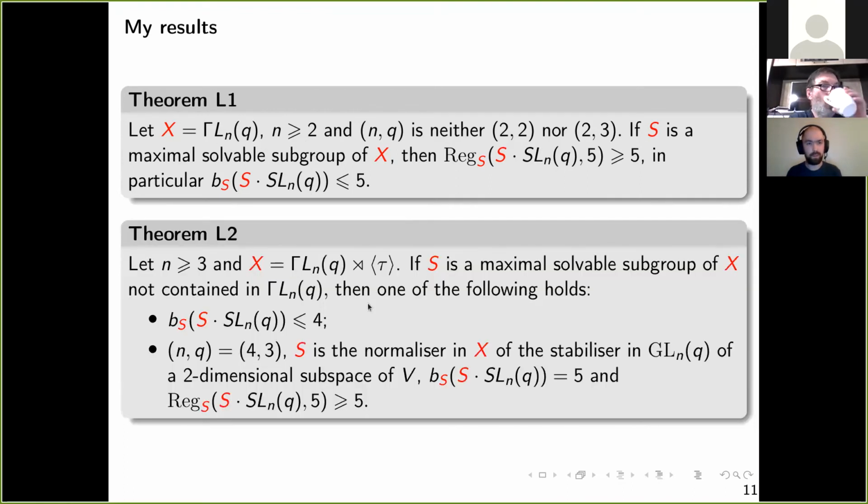So that's not the full automorphism group. So, second theorem: if n is at least 3 and X is ΓL_n(q) extended by the inverse transpose map, and S is a maximal solvable subgroup not contained in ΓL, because if it's contained we just use theorem one, then the results are actually nicer. I managed to prove that here the base size is not greater than 4, unless this really specific case holds. Here it's 5, and with regular orbits, everything is fine.